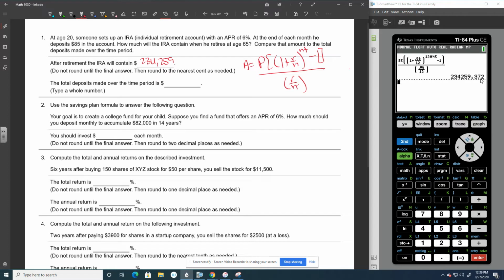So this 0.372 rounds to 37 cents. So be really careful with your rounding. I hate for you to miss questions on the test because of that.